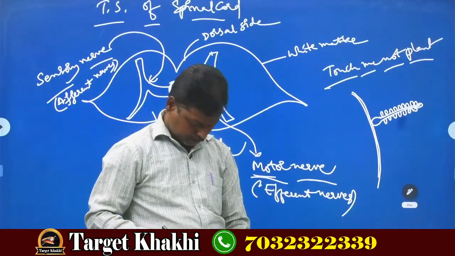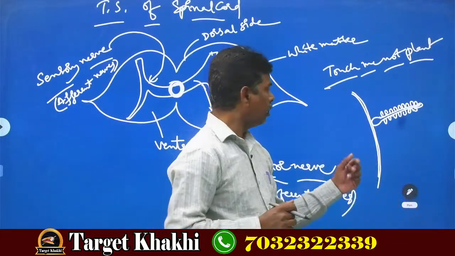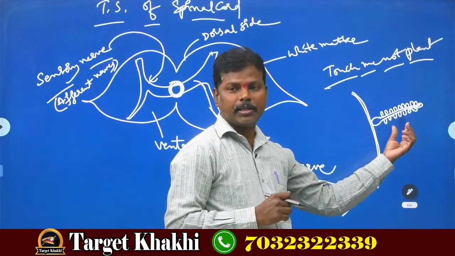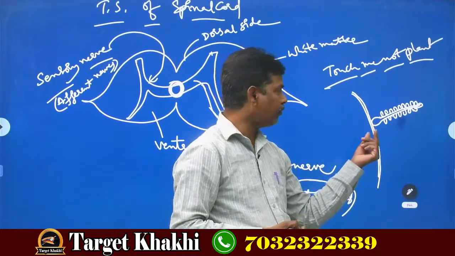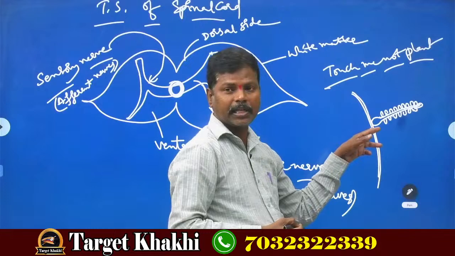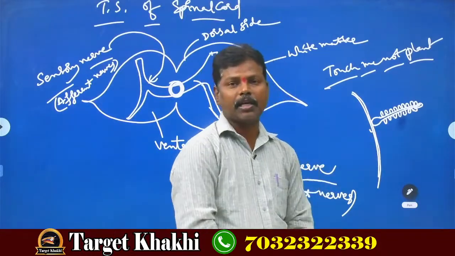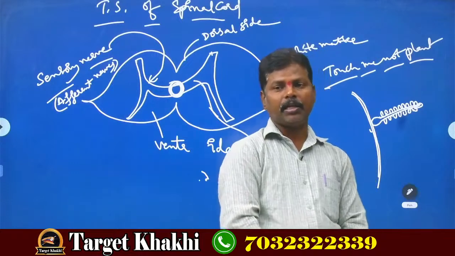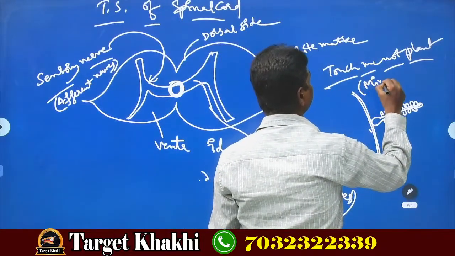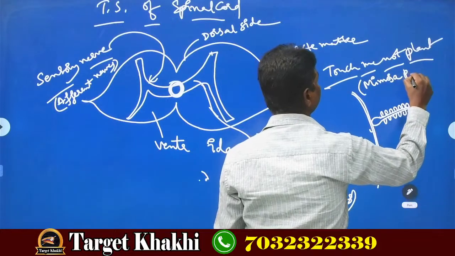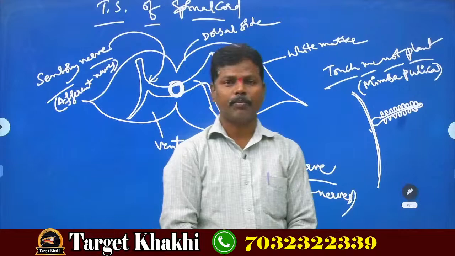In touch me not plant, you are seeing the leaves, right? And this is a swollen leaf base or leaf stalk which is connected to the stem. In touch me not plant, it is called as Attipatti plant. Its scientific name is Mimosa pudica. What is that? Mimosa pudica.